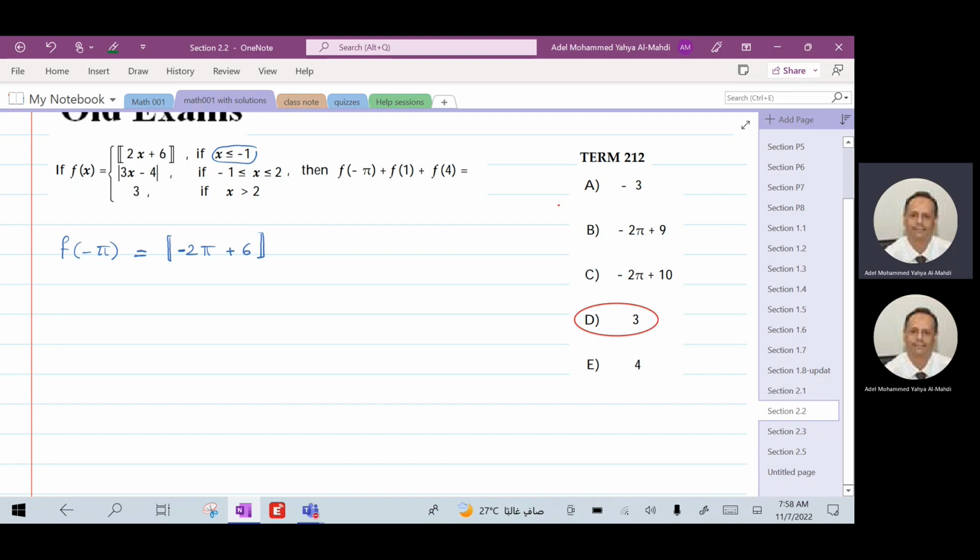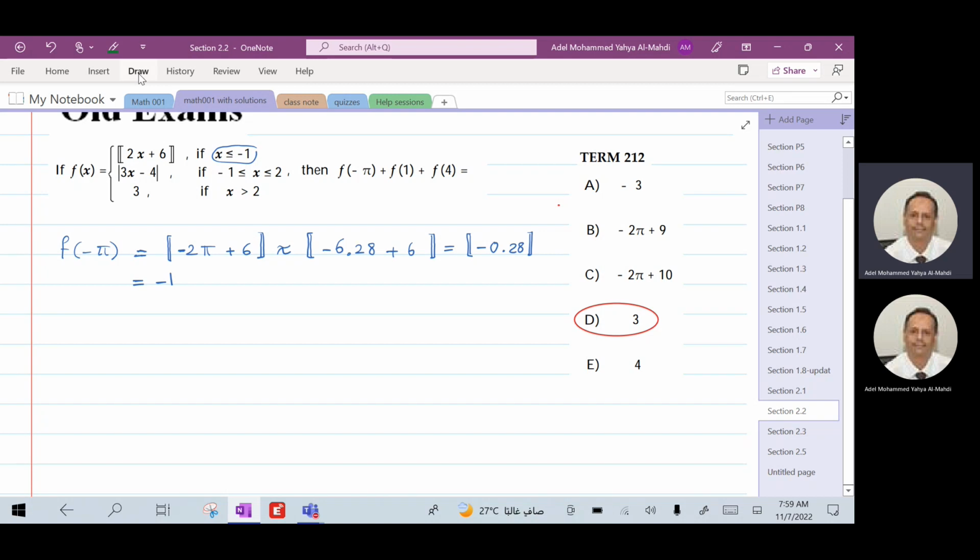Now we know that 2 pi is around 6.28. Then this is approximately the greatest integer of minus 6.28 plus 6 from the question. When you subtract, you will have minus 0.28 inside the greatest integer function, and this will be minus 1, because you know that.